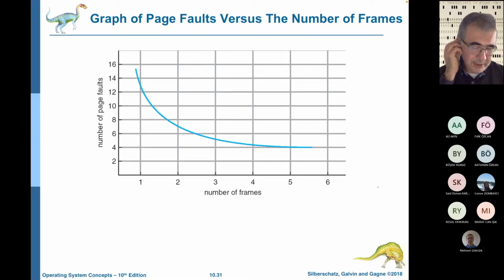Generally, when the number of frames increases, we expect the number of page faults to decrease, but sometimes not.